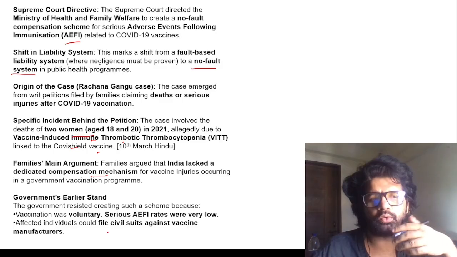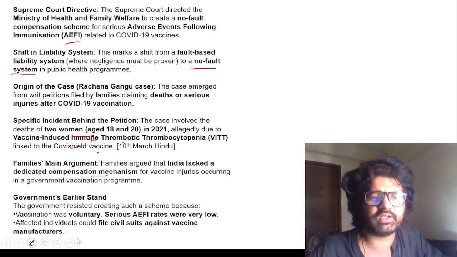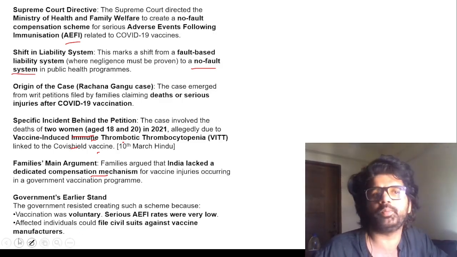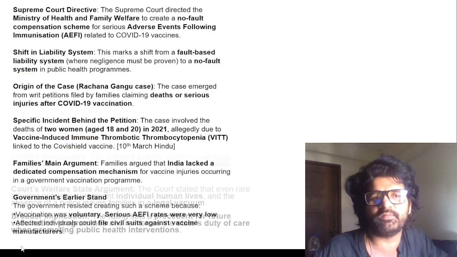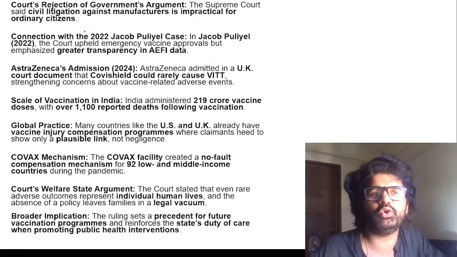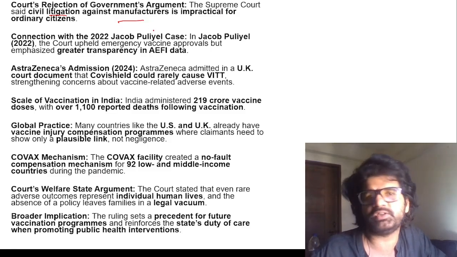So government is like, no, no, no. If you have issues, you file a case against these vaccine manufacturers. Now, Supreme Court is saying in Rachna Gangu that it's very frivolous. Governments cannot, like, families cannot do that. Civil litigation against manufacturers is impractical, right?